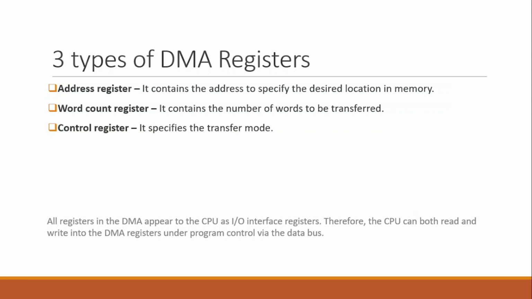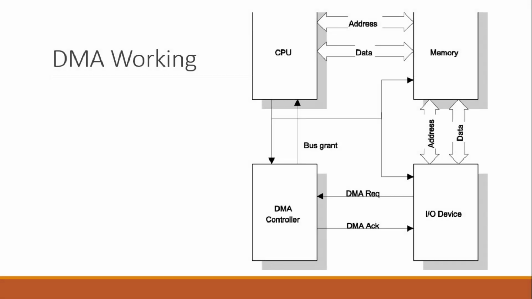All registers in DMA appear to the CPU as input-output registers. Therefore, the CPU can both read and write into DMA registers under the program through the data bus. DMA controller and its working.